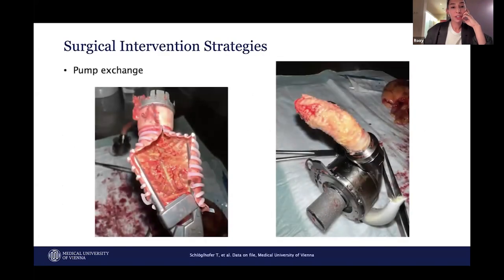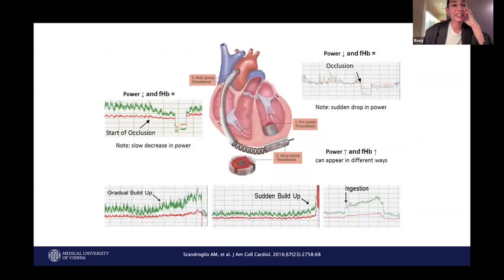Here we have a nice picture of a pump exchange that was done on a HeartMate 3 patient. You can really see on the right side the imprint of the biodebris on the outflow graft. Here the bend relief has already been removed. On the left side, you can see the bend relief. You can really see how it is built up in there, what the biodebris really looks like in this case.